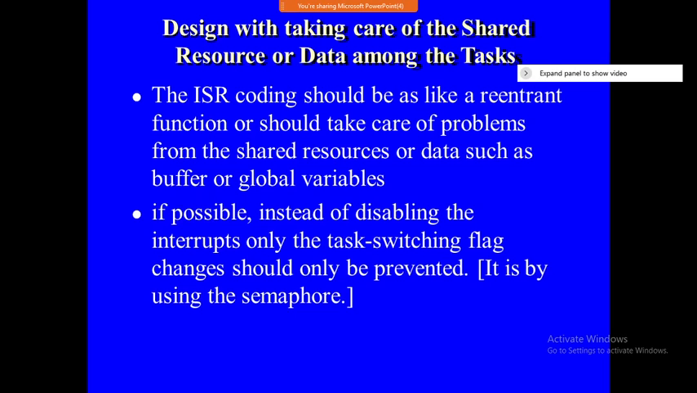Next, design with taking care of shared resources or data among the tasks. ISR coding should be like a reentrant function or should take care of problems from the shared resources or data such as buffer or global variables. If possible, instead of disabling the interrupts, only the task switching flags changing should be used. Only that will be good instead of disabling. That technique you can use to control the latency period. Latency means the gap in switching from one task to another task. Whatever time gap there is, that is the latency. That you have to reduce as much as possible.